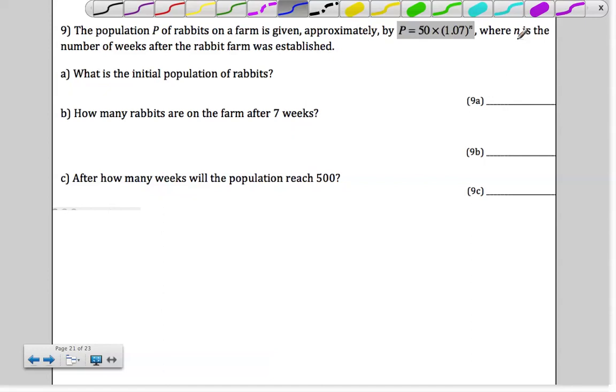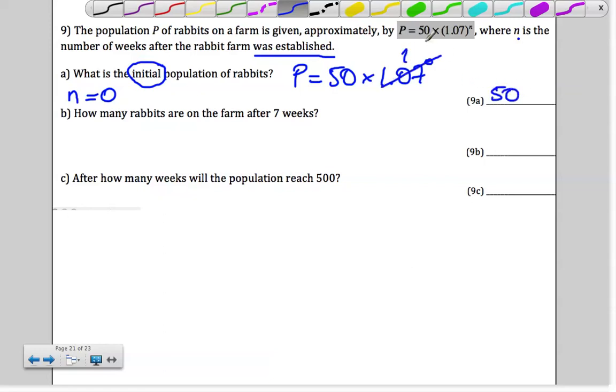And n is the number of weeks after the farm was established, so after the beginning of the whole process. And p is the population. Right, so the initial population is at the very beginning, so when no weeks have passed, so when n is 0. Gives me p equals 50 times 1.07 to the power 0. The whole of this is 1, so it's 50, which is no coincidence. That number here is always the original amount. After 7 weeks, we've got 50 times 1.07 to the power 7.